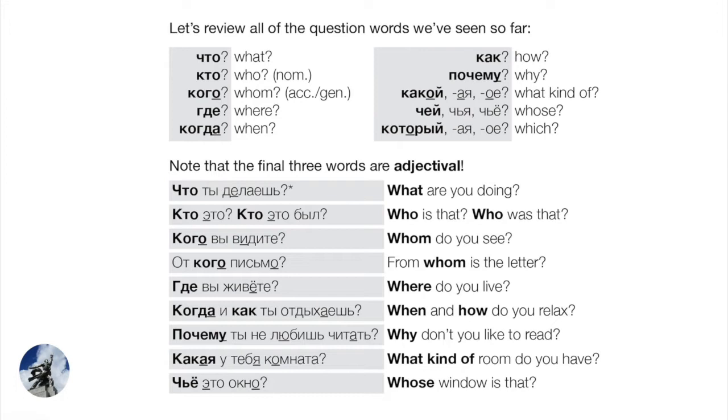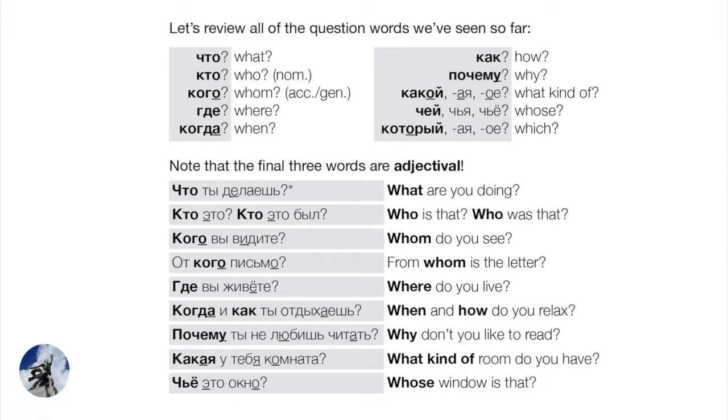Где вы живёте? Where do you live? Когда и как ты отдыхаешь? When and how do you relax? Почему ты не любишь читать? Какая у тебя комната? Okay, what kind of room do you have? We're usually asking for descriptive adjectives in response to that question. What kind of room is it? Чьё это окно? Whose window is that? Okay, so pretty simple examples there.